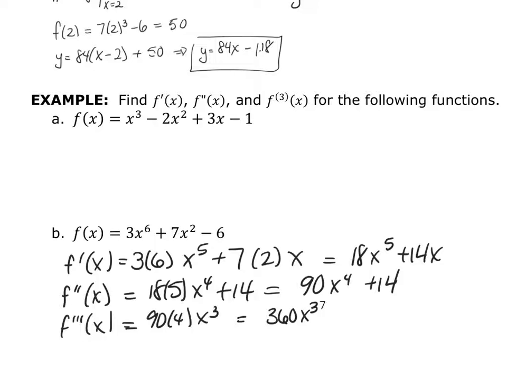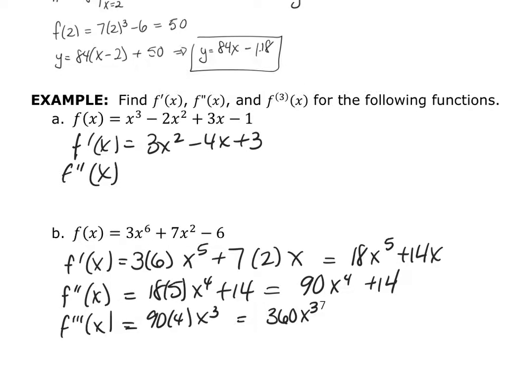All right, so let's take a look at A. f prime of x. Who would like to give me f prime of x? Raise your hand if you'd like to give me f prime of x. Jacob: 3x squared minus 4x plus 3. f double prime of x. Who would like to give me f double prime of x?